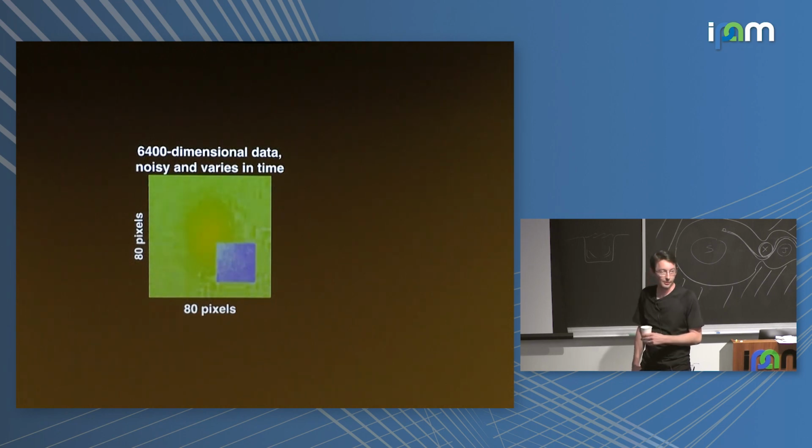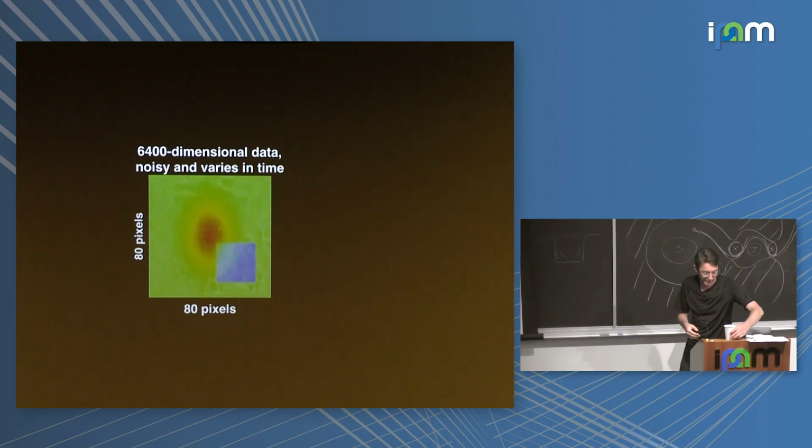Looks like two things-ish, right? There's a Gaussian, big Gaussian, slow, and there's a little square, fast. And then there's a bunch of crap on top, okay? But it's basically two things happening.